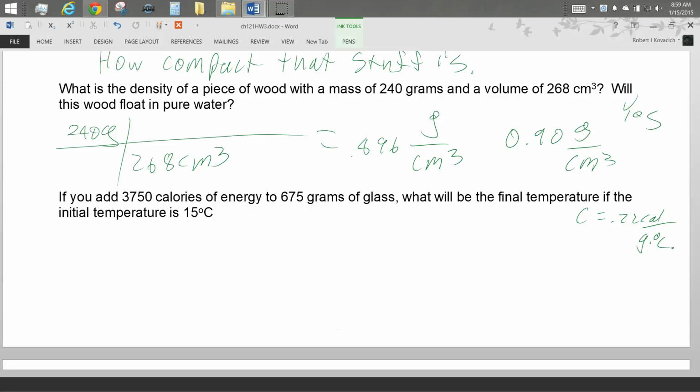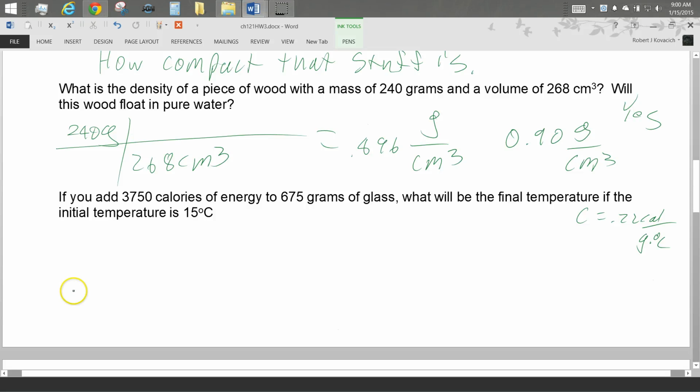If I put that many calories into glass that has that mass, the temperature is going to go up this much, right? It doesn't matter if the starting temperature was 10 degrees Fahrenheit or 500 degrees Fahrenheit. Its temperature is still going to go up this much. We good with that? Okay, so what I need to do is figure out how much this temperature changed. So I need an answer that's got a temperature unit, and so I'm going to start with the specific heat.